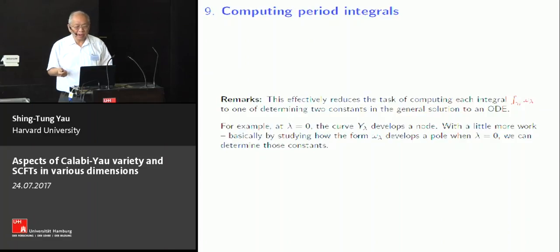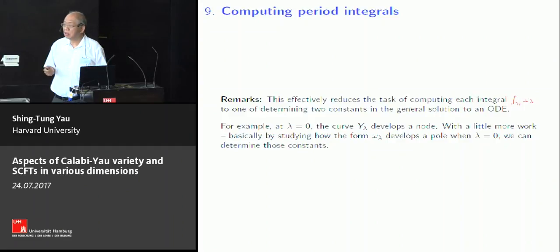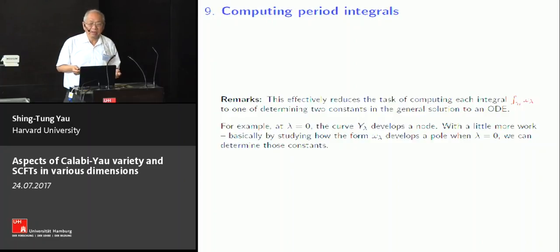It reduces to determining the two constants in the general solution to an ODE. So how do you find out the special solution? The constants you obtain by some special degeneration. For example, y lambda will degenerate to a node when lambda equals 0, and you see how they develop a pole when lambda equals 0. By looking at it carefully, you can use that to determine these constants. So that's how you calculate the integral of the periods in that way.